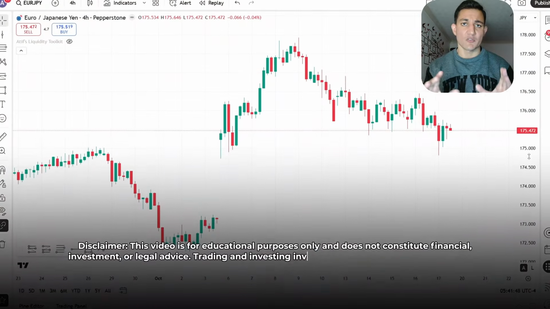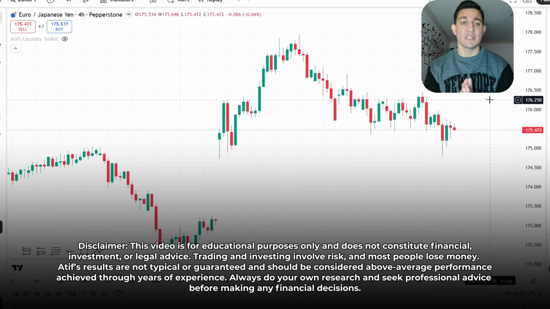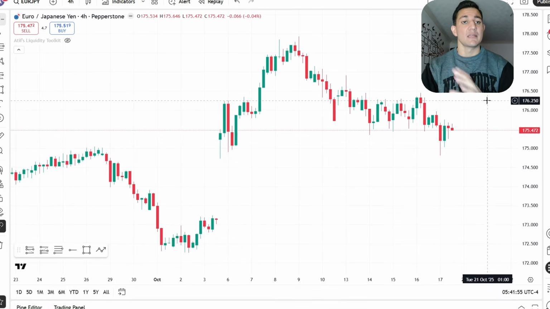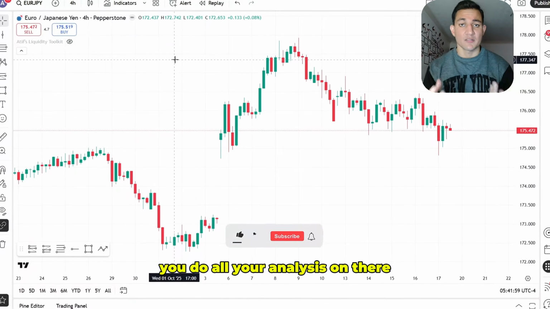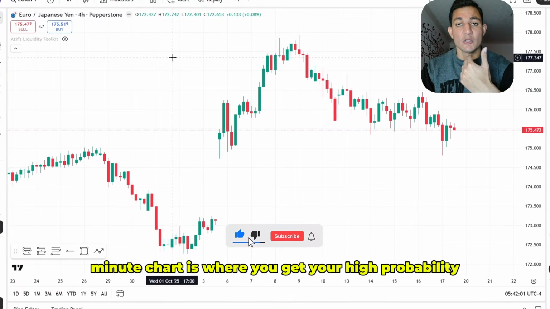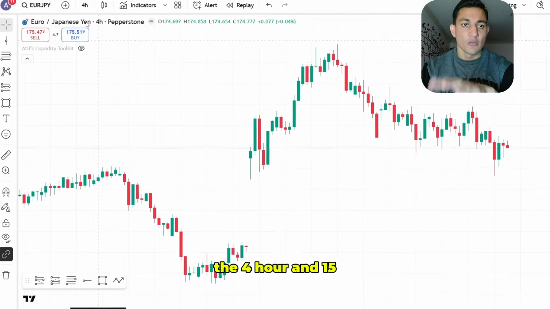Okay, so for this trading strategy, all we're going to use is the 4 hour and 15 minute chart, and when you use the 4 hour and 15 minute chart together, you have an absolute money maker, because the 4 hour chart acts as your higher time frame daily bias. You do all your analysis on there. And then the 15 minute chart is where you get your high probability sniper entries.